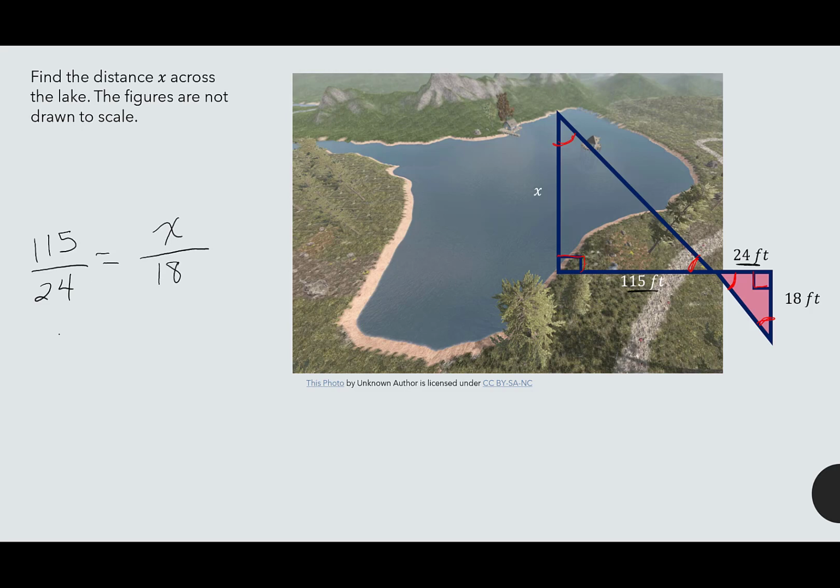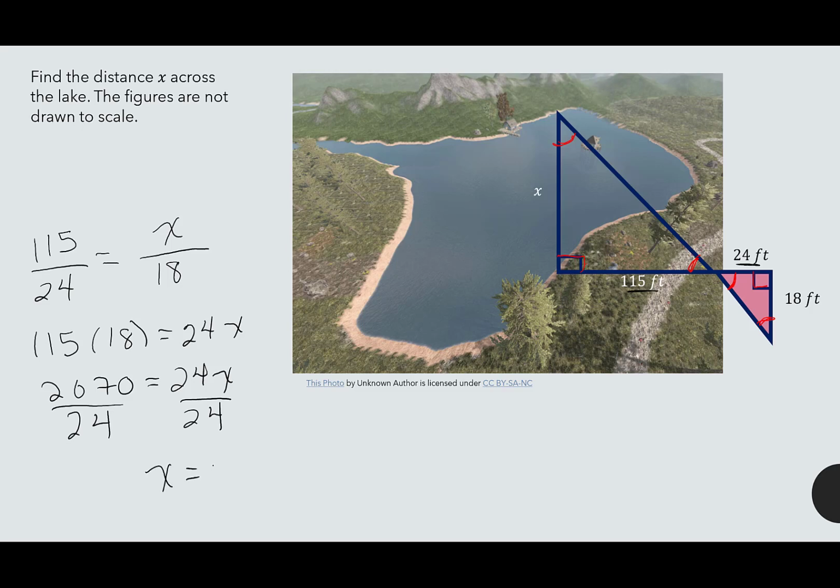So what I want to do here is cross multiply. I'll have 115 times 18 will be equal to 24 times x. 115 times 18 is 2070. That's 24x. So my last step is to divide by 24. This says that x would be equal to 86.25 feet.